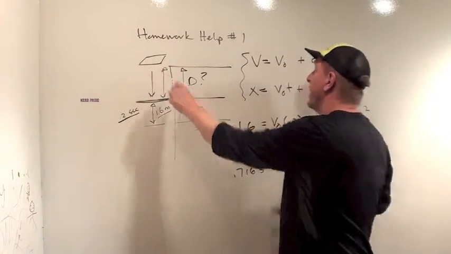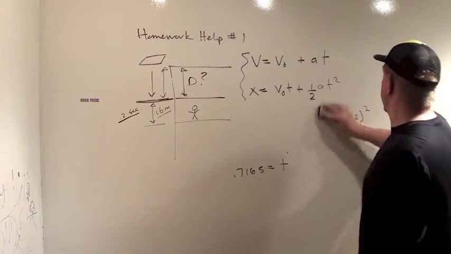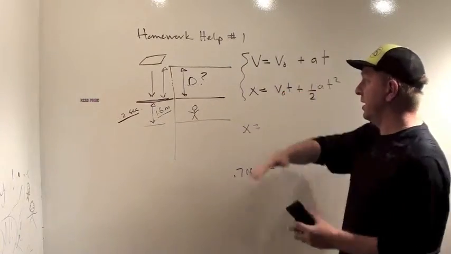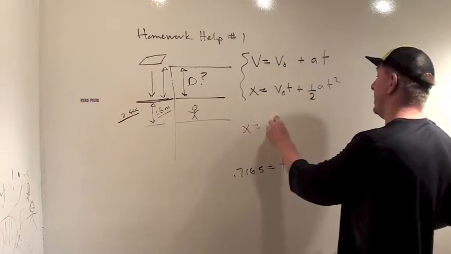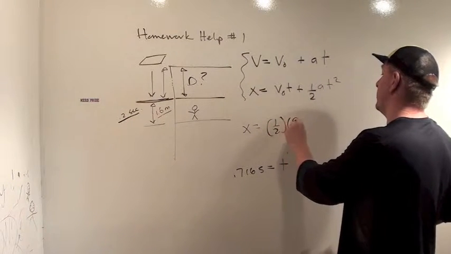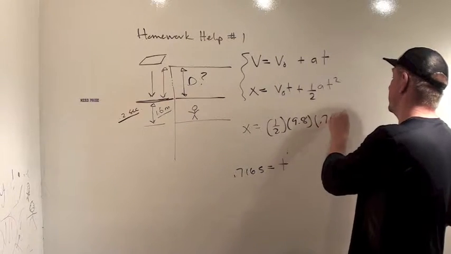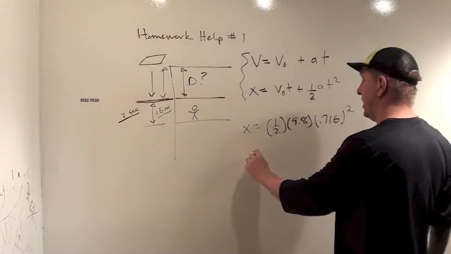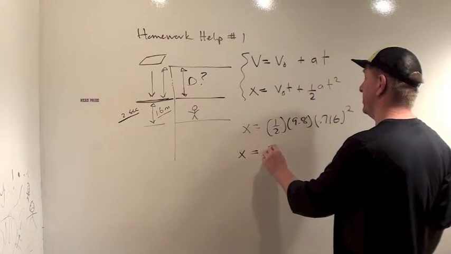And again, now we go back to our distance equation. So our distance equation says the distance we're trying to find equals the initial velocity times time. The initial velocity is dropped, so it's 0. So plus 1/2 times 9.8 times the time squared, which we said was 0.716 squared. And so the distance it falls is about 2.5 meters. You do this math.